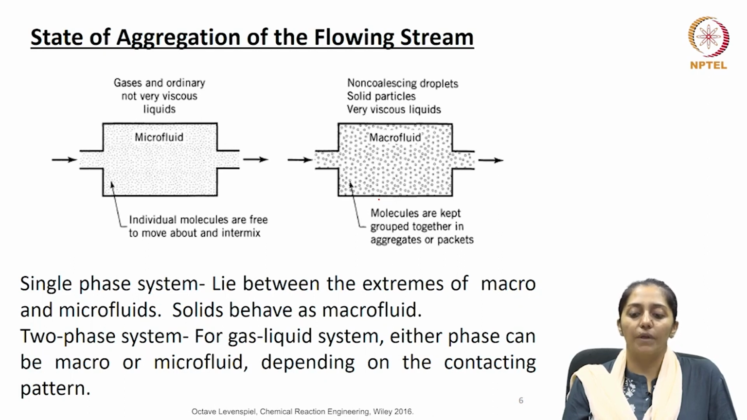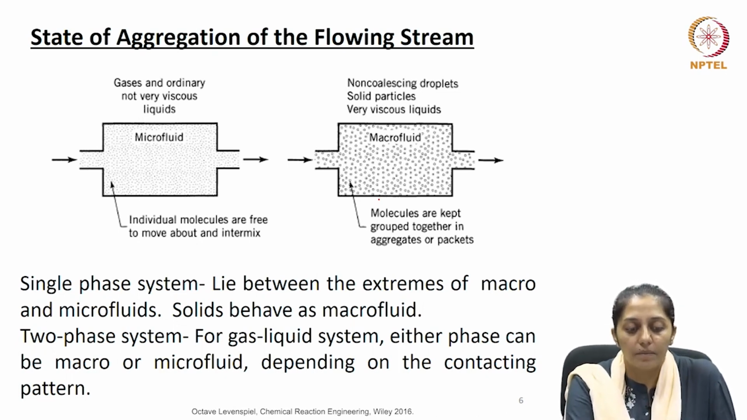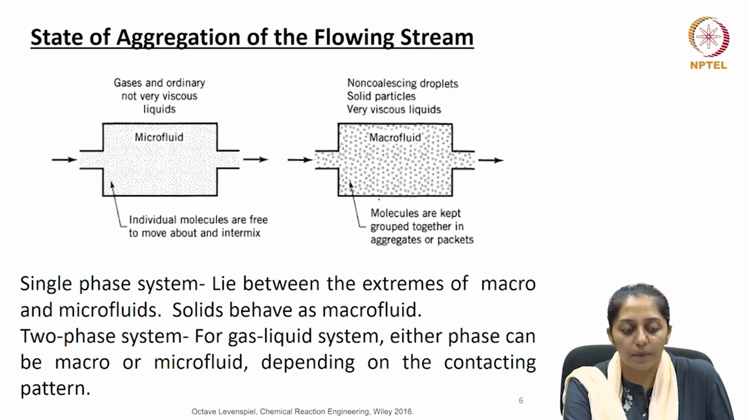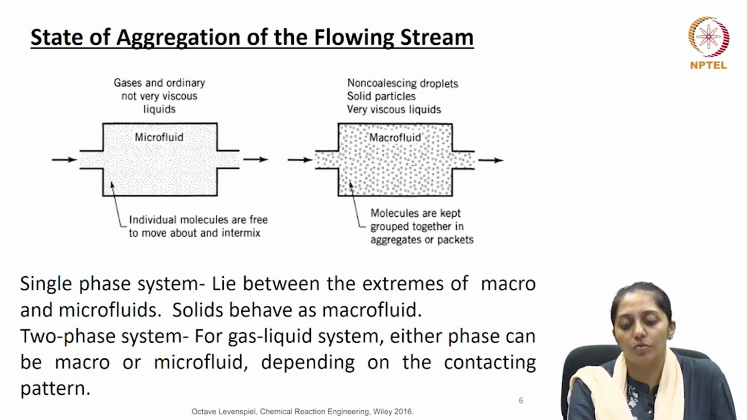So, state of aggregation of the flowing stream. If you see the picture on the slide, this is a mixing where they have shown gas mixing with not very viscous liquids. So, individual molecules, they are free to move about and intermix in case of microfluids. Non-coalescing droplets or solid particles or very viscous liquids, these are some examples of macrofluids. So, you can see here in the picture, the molecules, they are grouped together as aggregates or as packets. So, this is the way the two fluids can behave differently. One is the microfluid and the other is macrofluid.